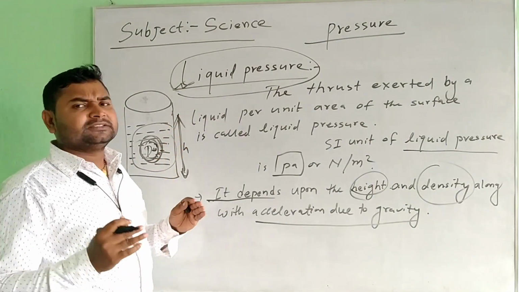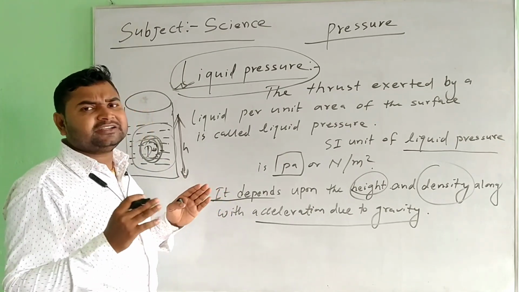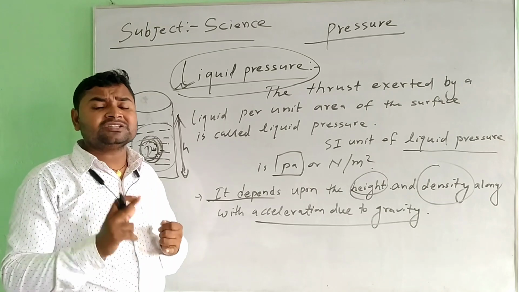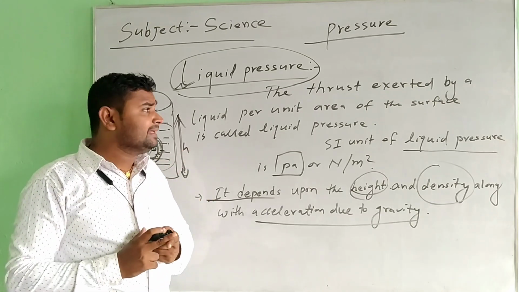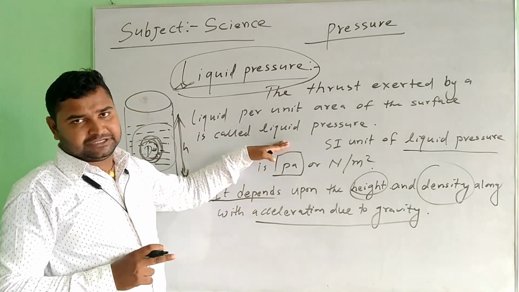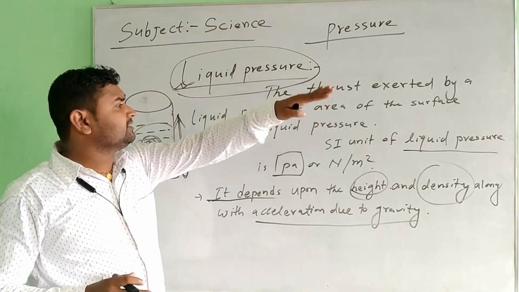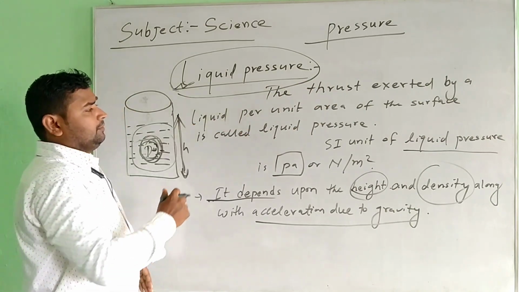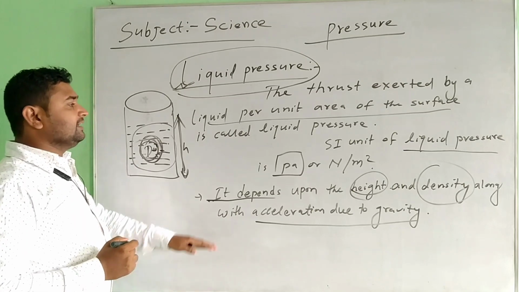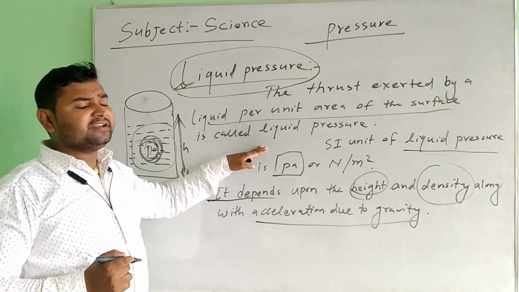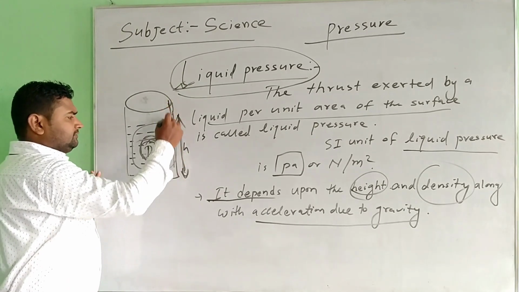Liquid pressure means the thrust or the force exerted by the liquid per unit area. That is called what? Liquid pressure. What is the thrust exerted by a liquid per unit area of the surface? That is called liquid pressure. Now just take one container.